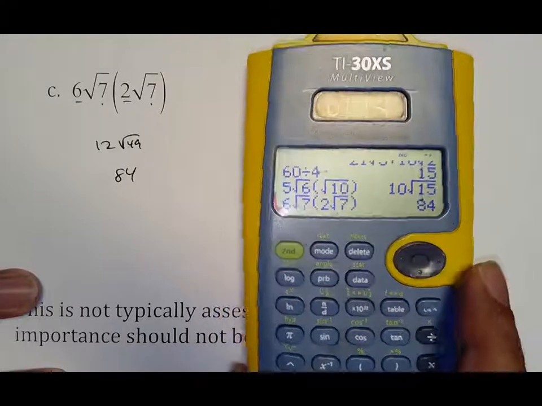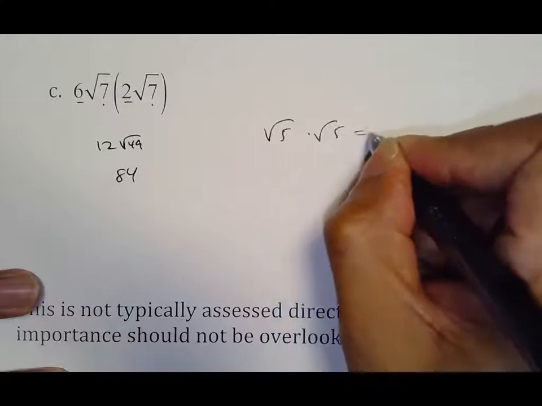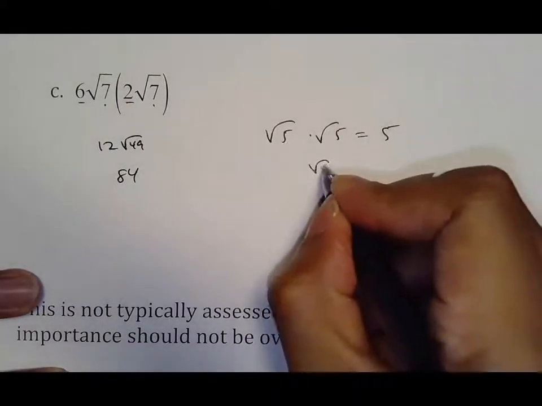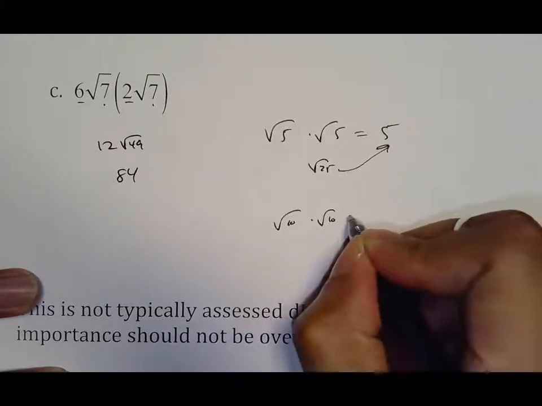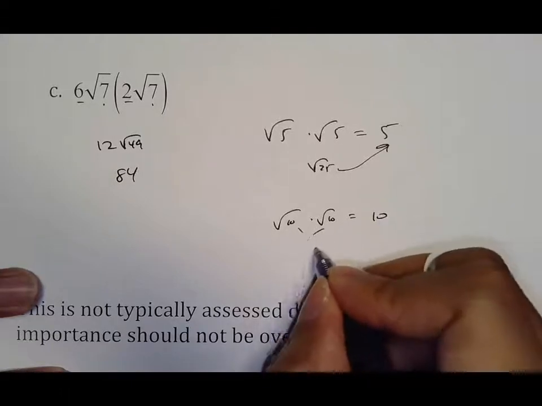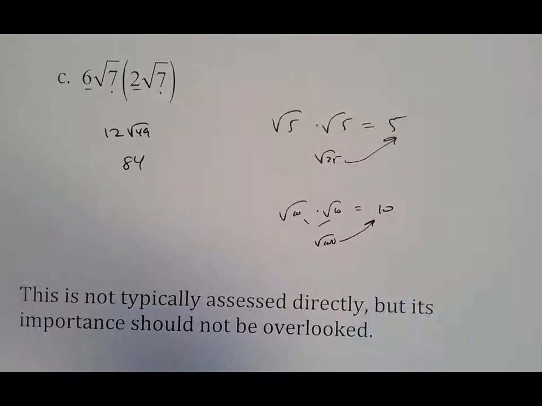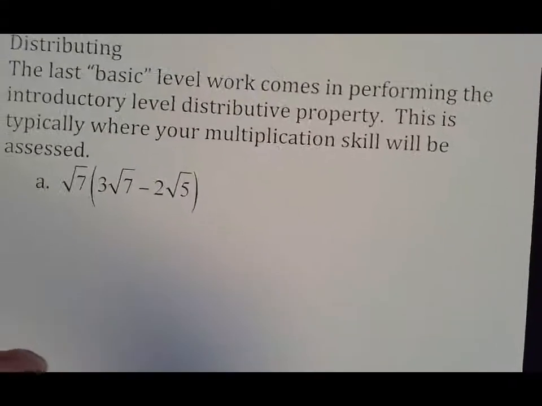There is your 84. The general rule is if you take a root times itself, you're going to end up with that number anyway, because 5 times 5 is 25, and the square root of 25 is 5. Square root of 10 times square root of 10 should just be 10, because 10 times 10 is 100, and the square root of 100 is 10. So the general rule you're going to learn eventually is that whenever you multiply a root by itself, it comes out. Anyway, that is not typically assessed directly, but again, the importance of what's going on should not be overlooked.